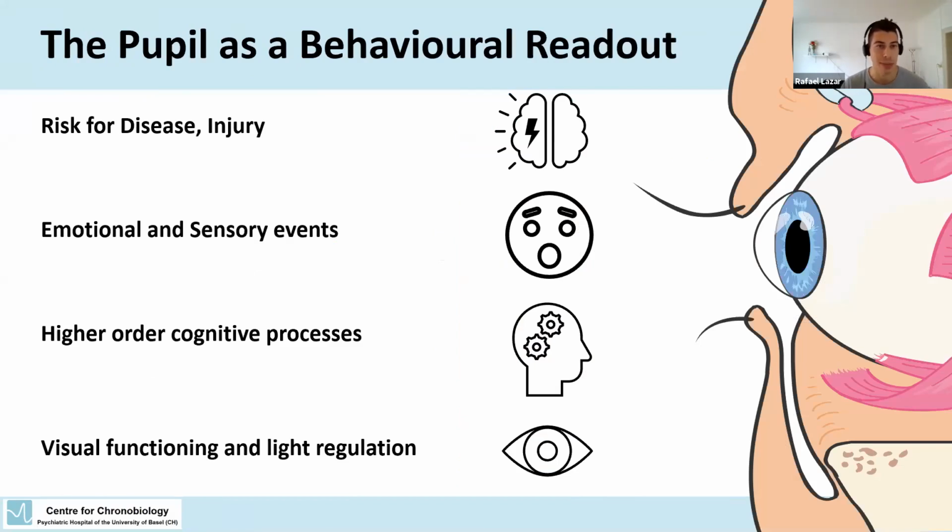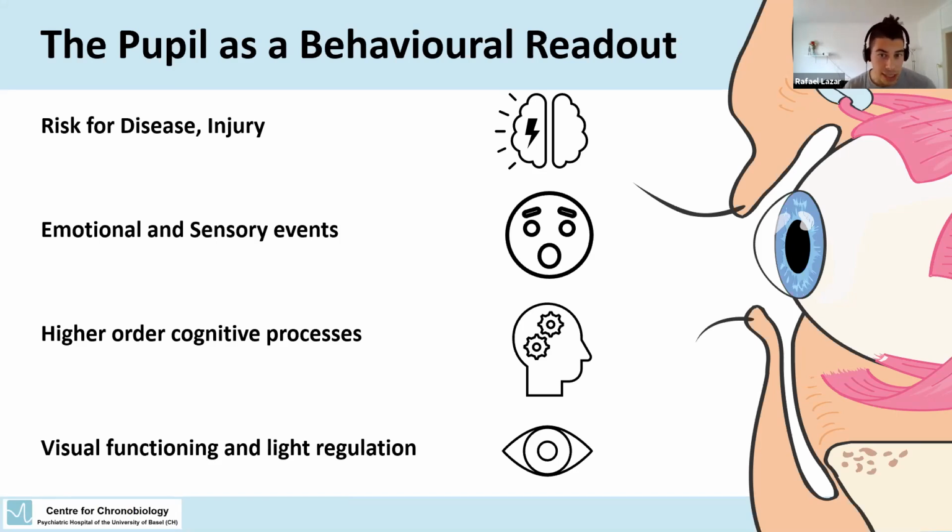So I want to start by talking about the pupil in general. The pupil has been a very special outcome variable used in different research, and it's so special because it's so versatile. It has been used for risk assessment in neurological diseases and injury, as well as for detection of emotional events and sensory events. There are also cognitive processes that can be seen by a dilation of the pupil. But most critically, it's important for visual functioning.